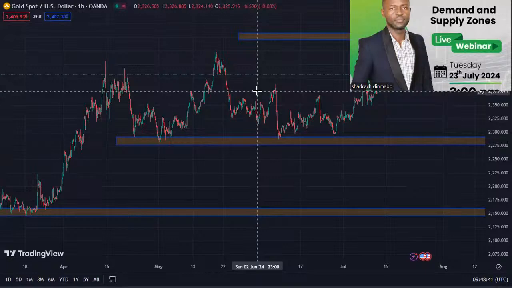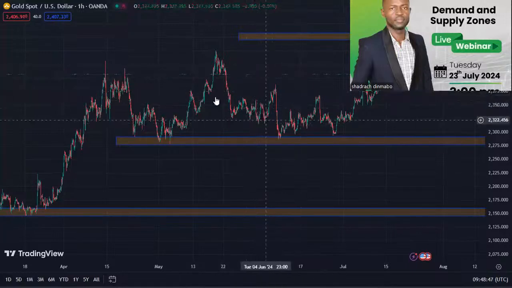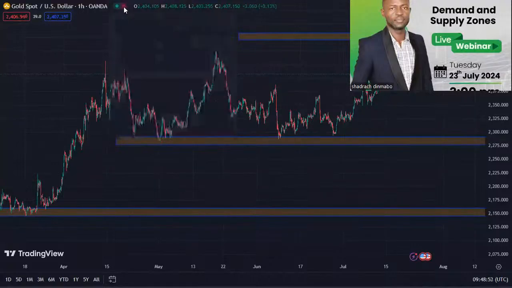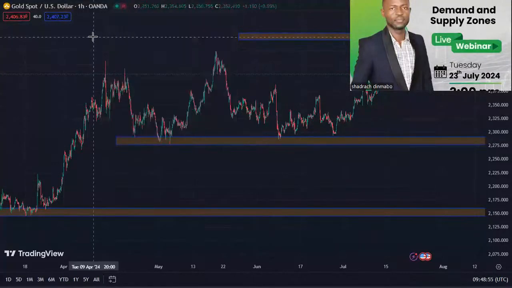So when you plot your demand and supply zones, another way to help you verify is to put in your 200 moving average. Whenever the market comes to that point, where the market is below the 200 moving average, and there's a supply zone below that 200 moving average, and the market comes to that point, there is a likelihood that that particular zone will hold. That's a higher percentage that it will hold because it's under the 200 moving average.